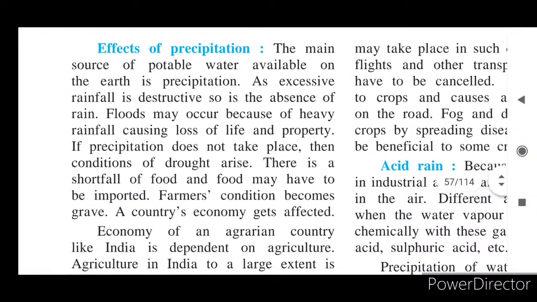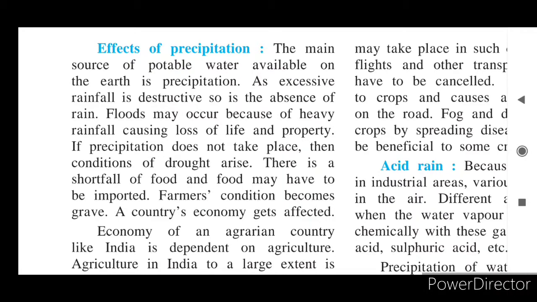Now we will see the effect of precipitation. The main source of potable water available on the earth is precipitation, meaning on the earth's surface we are getting water in the form of precipitation, meaning rainfall, snowfall, etc. Excessive rainfall is destructive, and so is the absence of rain. As absence of rain is also destructive, and excessive rainfall is also destructive, it causes destruction.